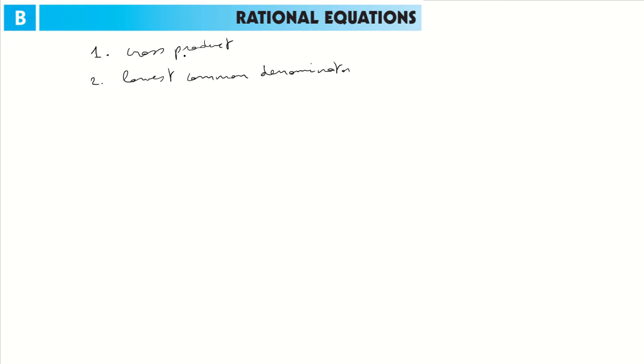To be able to use the cross product method, you can have just one fraction on the left hand side and one fraction on the right hand side. Condition: only one fraction on both sides.